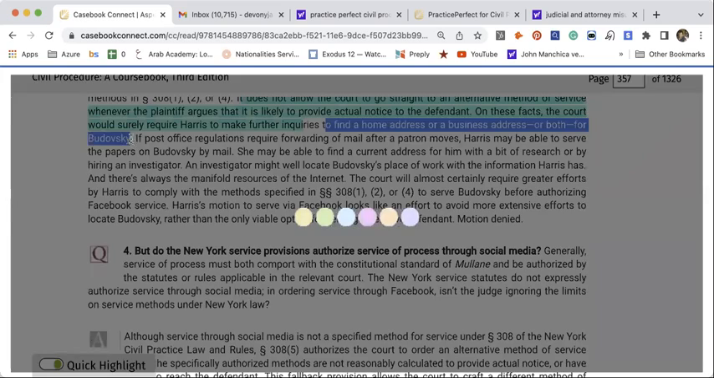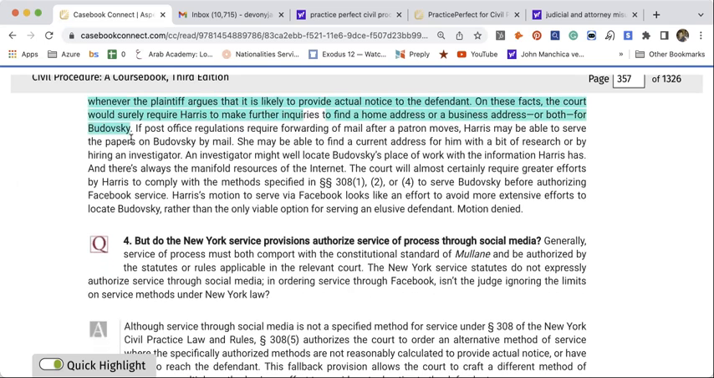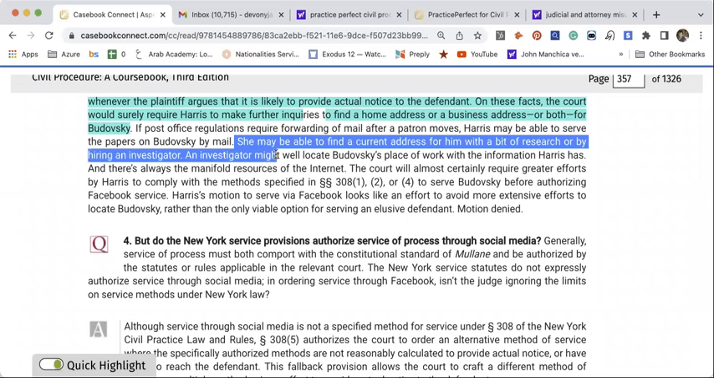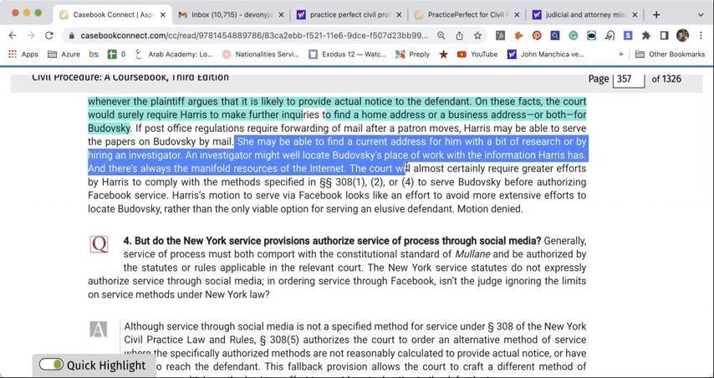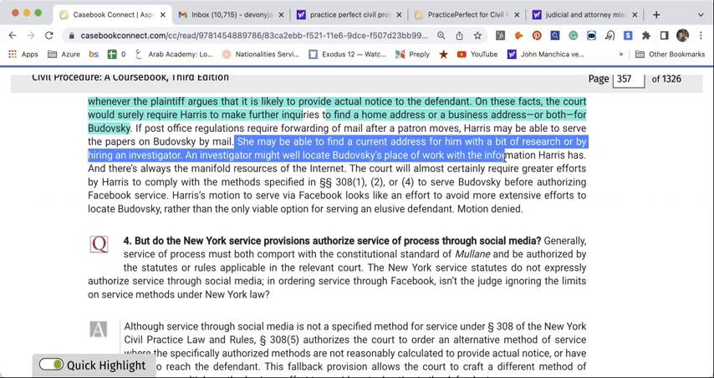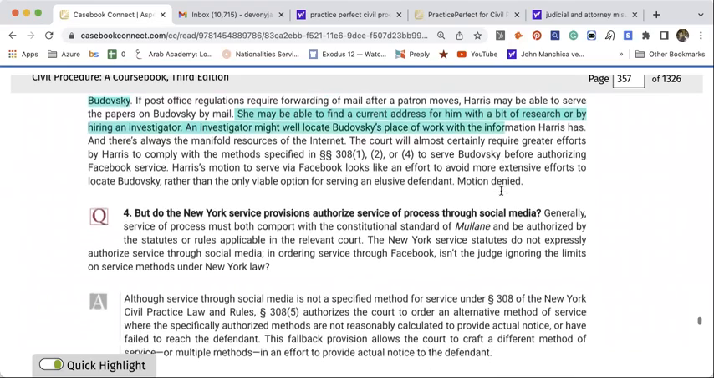If post office regulations require forwarding the mail after a patron moves, Harris may be able to serve the papers on Baidoo by mail. She may be able to find his current address with a bit of research or by hiring an investigator. An investigator may well locate Baidoo's place of work with the information Harris has. And there's always the manifold resources of the internet.